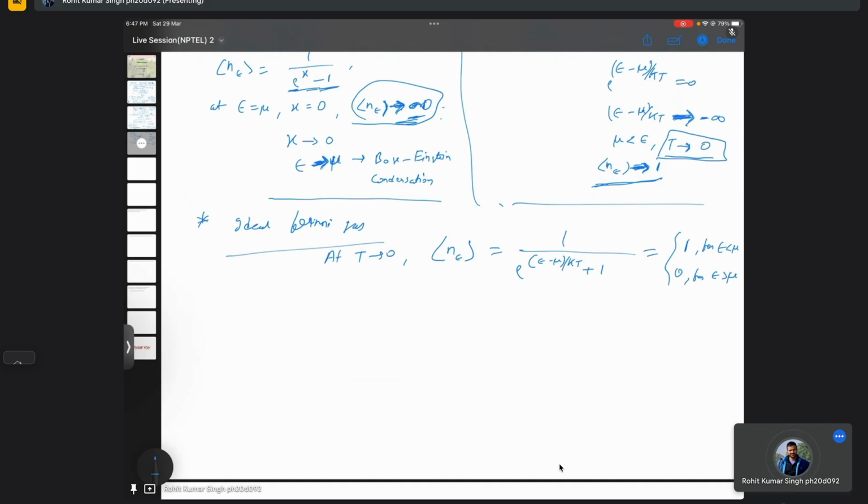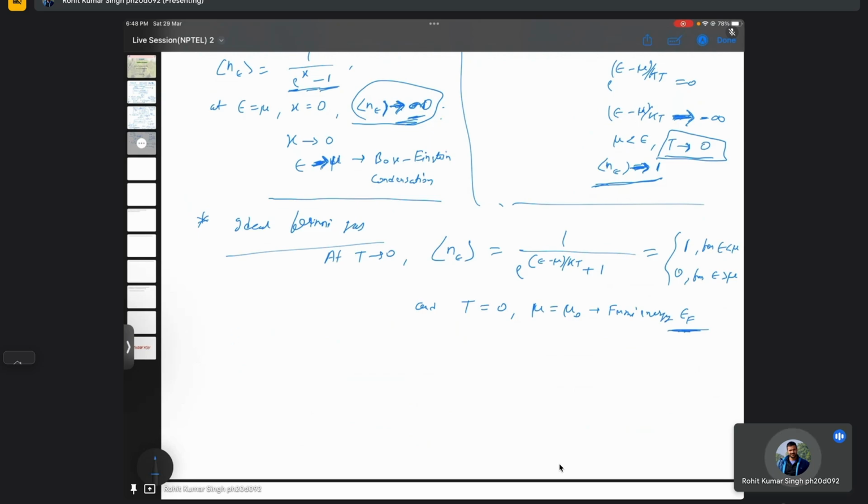Okay, and this limiting case where temperature is 0, we call mu as mu 0. And it is called the Fermi energy basically. So this is the chemical potential, and it is called Fermi energy EF. We will discuss later what this Fermi energy means.